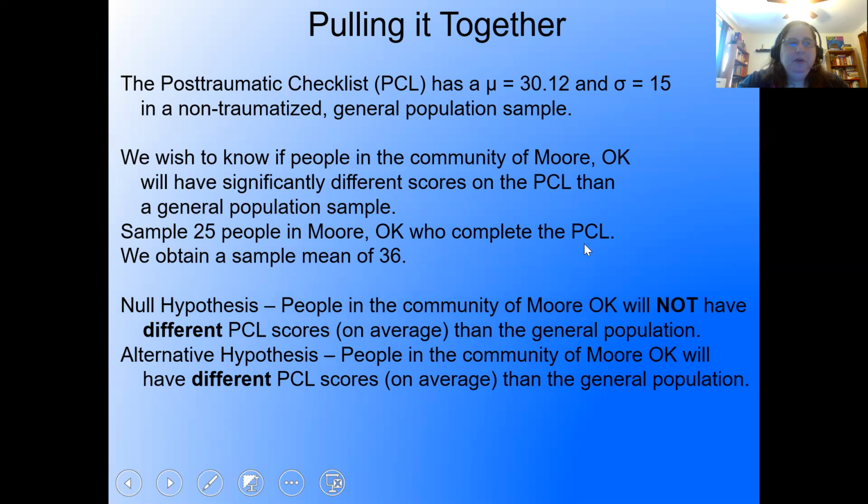Okay, so you probably were good with the alternative and null hypotheses, but why am I making such a point about on average? It's because not every single person needs be different. Just on average, we expect those means to be different. Okay.